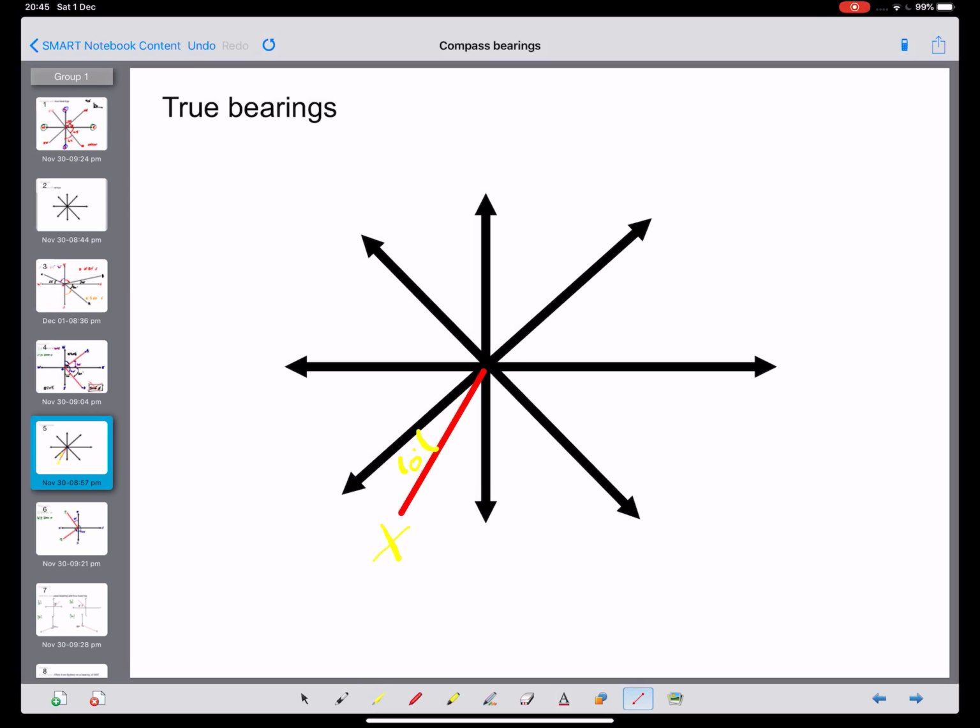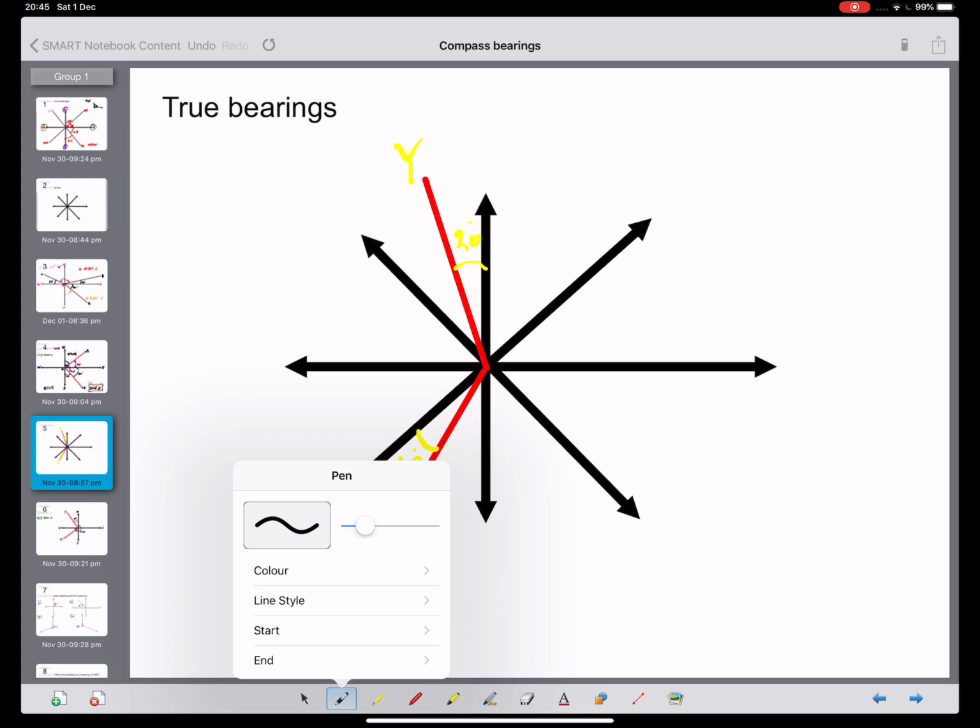I'm going to define a new position. Let's go with Y. And I want you to find the position of Y given that this is, let's say, 20 degrees. Okay, pause the video and I want you to find the true bearing of X and Y.